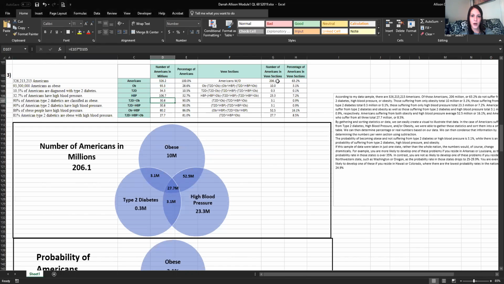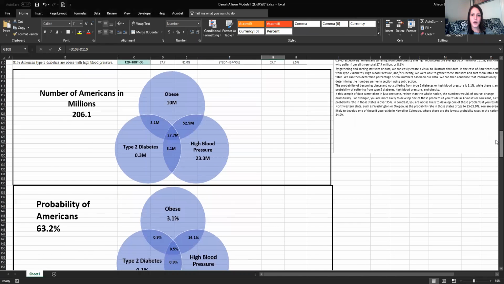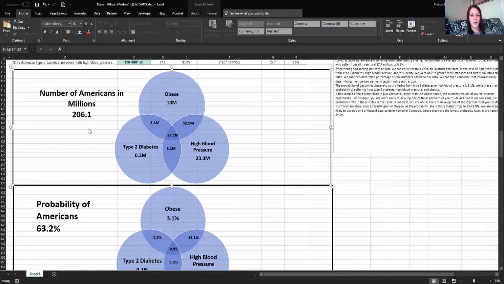So we figured up the number that needs to be in these VIN sections and the percentage in each VIN section. Then we made 2 different VIN diagrams. I did watch some of the other videos just to get a feel for how everybody else was making these videos, and everybody else is making some really pretty charts. You said we're going to keep doing these Excel videos, so I plan on learning how they did that because some of them just look so pretty. But mine's simple. So the number of Americans in millions, this 206.1 million are those without any of these ailments, I guess you could call it.